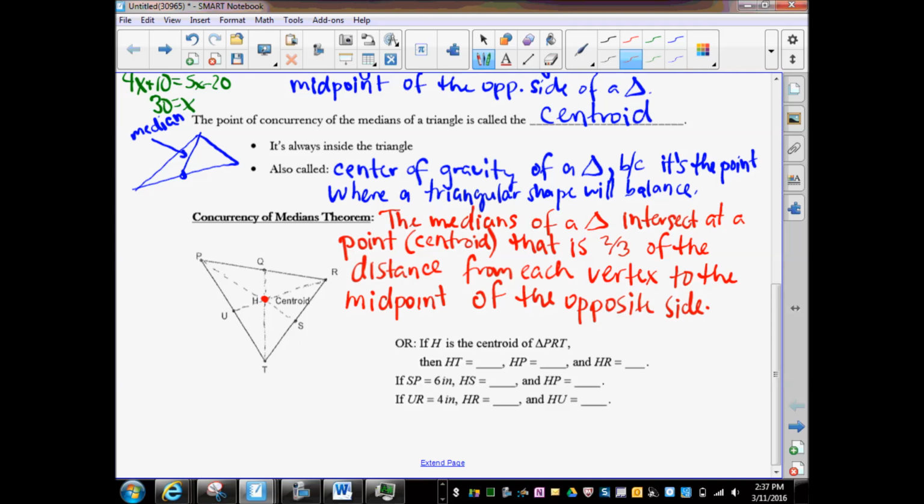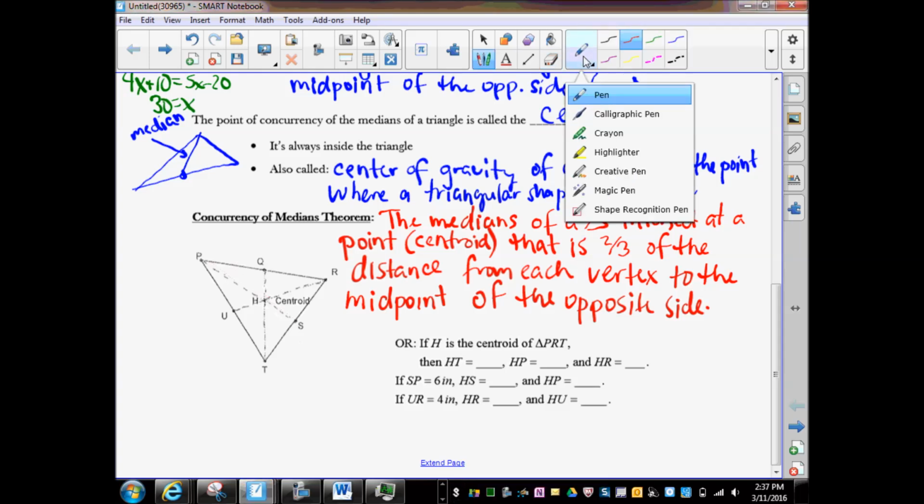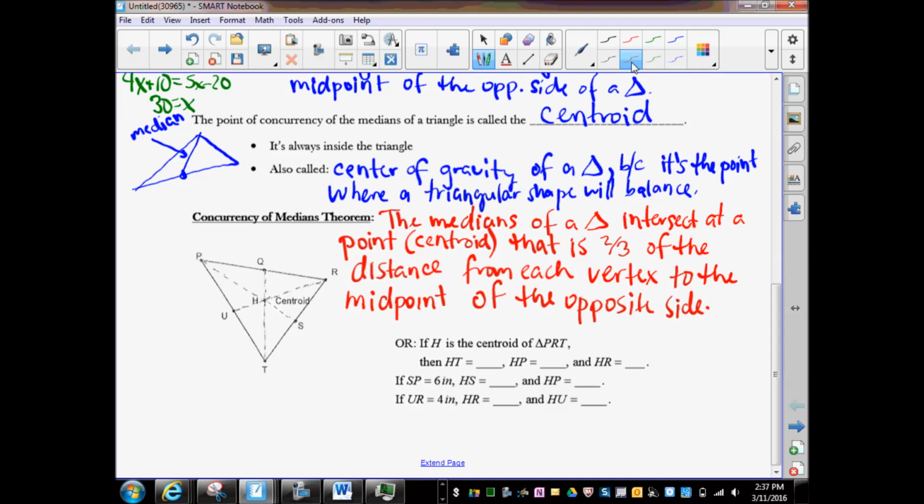side. So what this is saying is that if I take my median, here's my median PS. Two-thirds of the distance is PH, and one-third of the distance is HS. Why is this color red? Because I told it to be red, it's a red pen, so it works. PH is two-thirds of that distance, HS is one-third. So PH is equal to two-thirds of the entire median, PS.